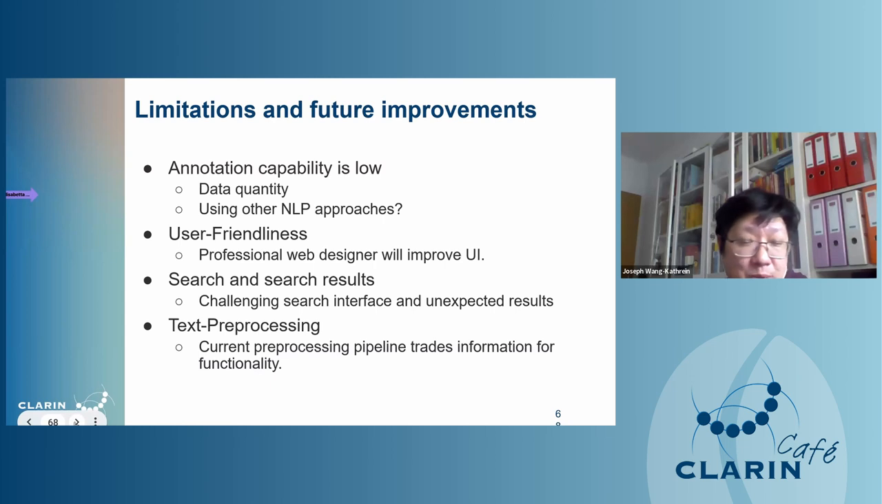And currently the text pre-processing trades information for functionality. So in order to get better text, we strip out punctuation, for example. But with an increased quantity of data, we expect that we can do less pre-processing, keep more information within the text and in the models, and still get good results. At least that's our hope.